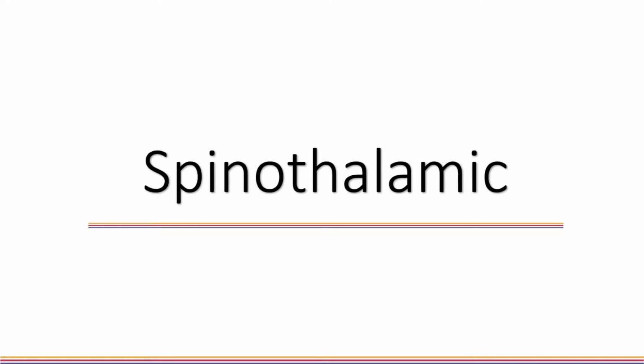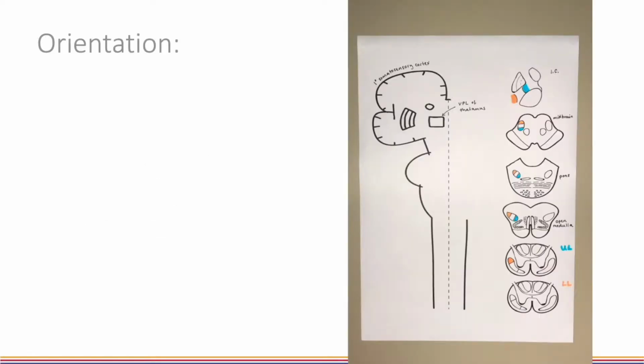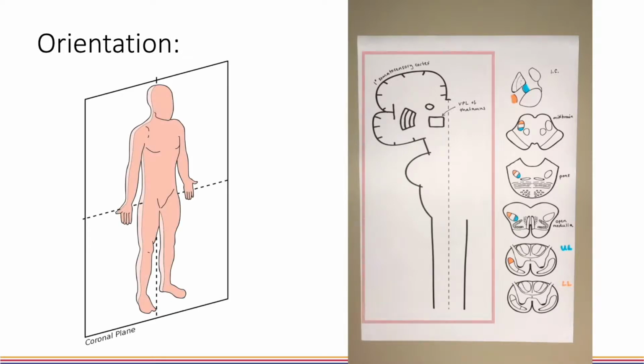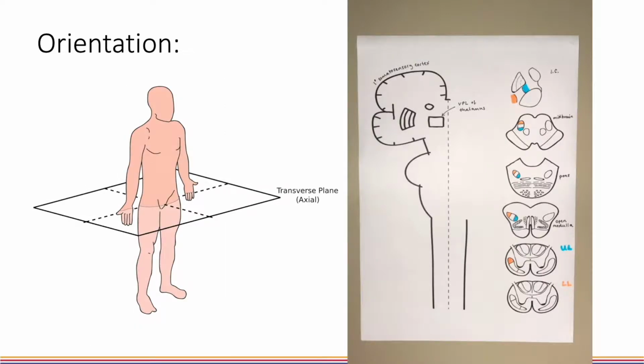The spinothalamic pathways. Firstly, let's get orientated. On the left, we have a coronal section of the central nervous system. On the right, we have corresponding transverse or axial sections of the spinal cord, the medulla, the pons, midbrain, and internal capsule.